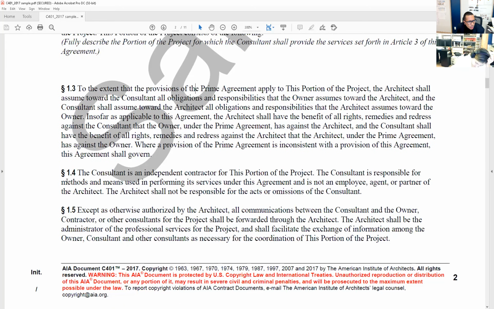Section 1.4 says the consultant is an independent contractor for this portion of the project. The consultant is responsible for the methods and means used in performing its services under this agreement and is not an employee, agent, or partner of the architect. They don't necessarily work for the architect; they work for themselves. So they do not get a W2. They get a 1099, right? You guys are familiar with 1099s and W2s? One is an independent contractor relationship, and the other is an employee relationship.